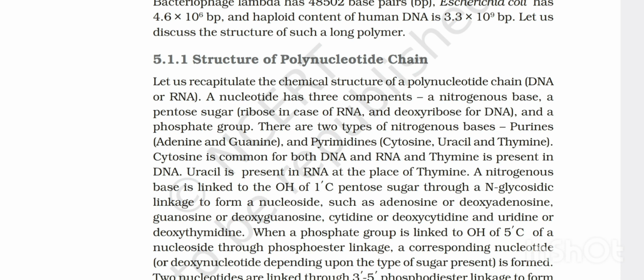The monomer of this polynucleotide chain or nucleic acid is the nucleotide. It has three components: one nitrogenous base, a pentose sugar, and a phosphate group. There are two types of nitrogenous base. One is purine and the second one is pyrimidine. Purines include adenine and guanine. Pyrimidines are cytosine, uracil and thymine. Uracil is present only in RNA. It is absent in DNA. In case of RNA, instead of thymine, uracil is present. Cytosine is common in both DNA and RNA. Thymine is present in DNA, and uracil is present in RNA in the place of thymine.